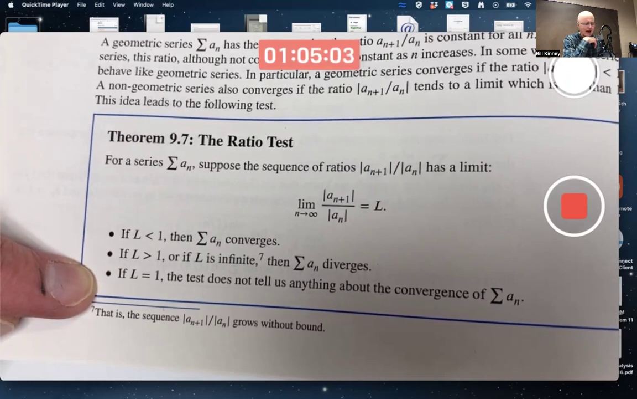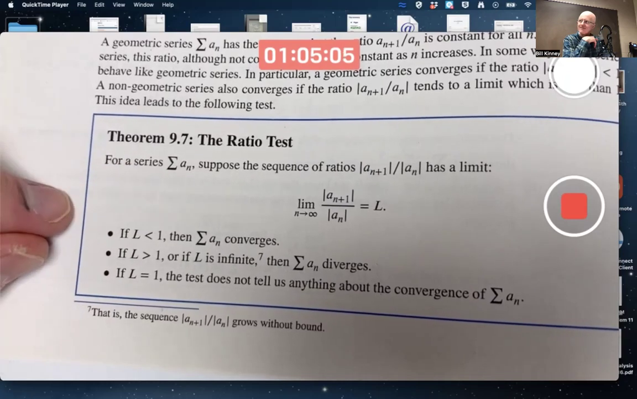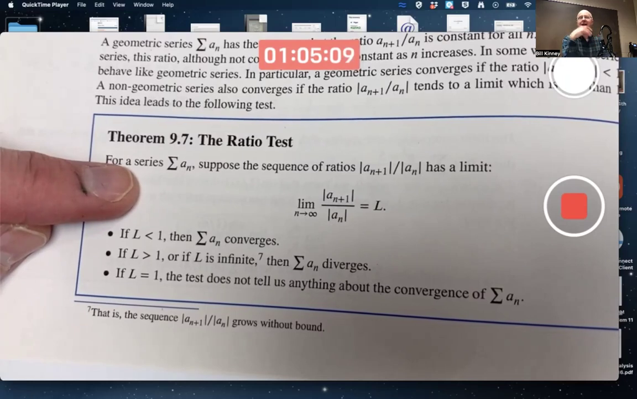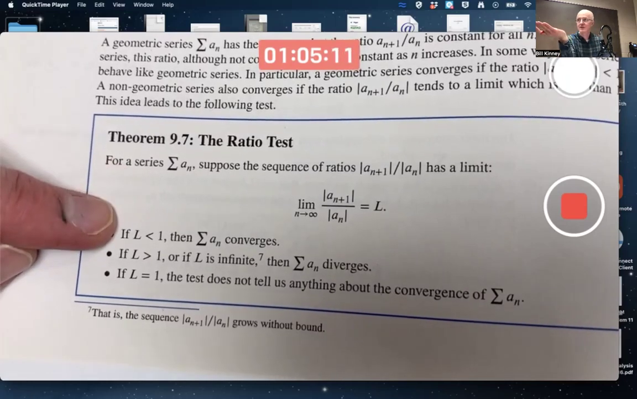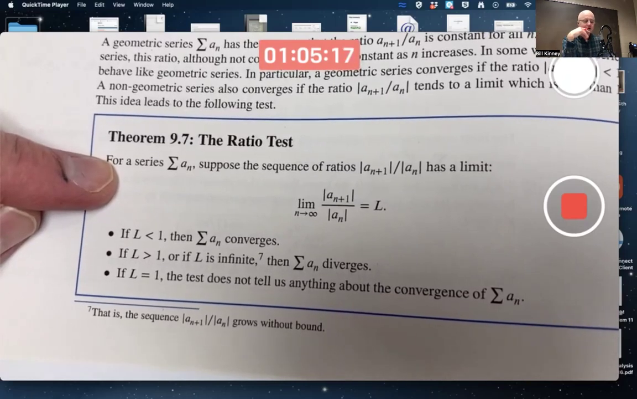You might also wonder what happens when the limit doesn't exist. It's more complicated. When the limit doesn't exist, there are actually some situations where the series converges and some where it diverges. It's a more complicated kind of test when the limit doesn't exist.